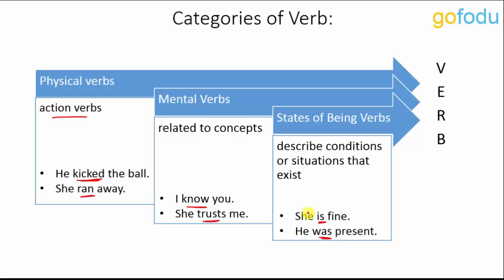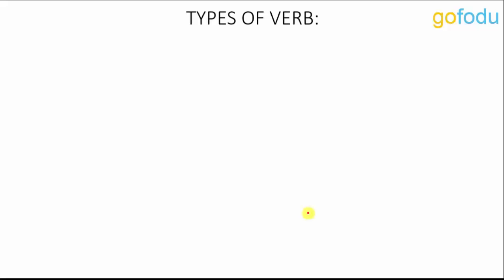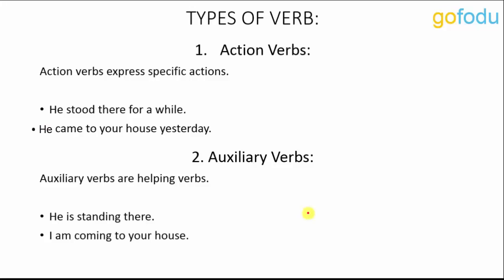All right. Now let's go through some types of verb. There are actually more than 10 types of verbs, but we are going to discuss the most important and the most used ones. The first is action verbs. Action verbs express specific action. These verbs are used anytime you want to show action or discuss something, doing something.